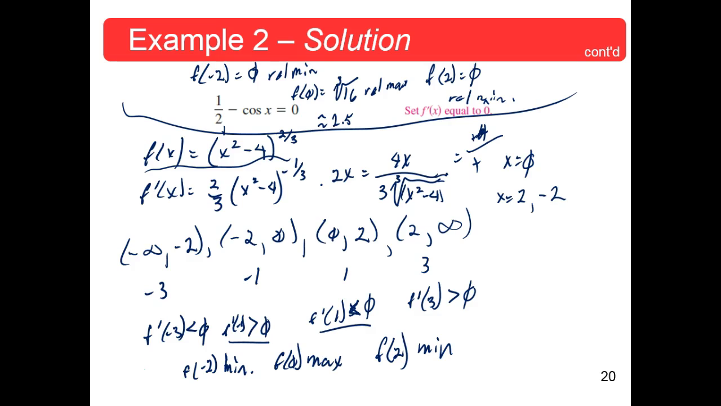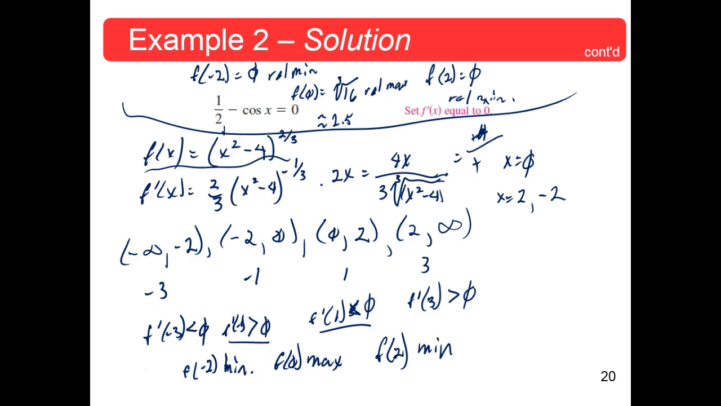So decreasing here, reach the minimum there, increasing after it, reach the maximum there because it's decreasing after that, first root is negative. And then reach the minimum there, and first root is positive after that. So a fancy looking W or something like that.